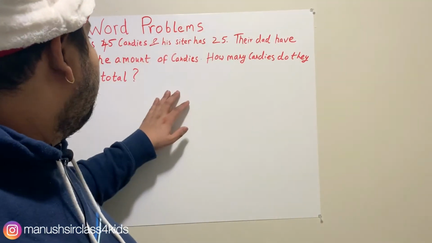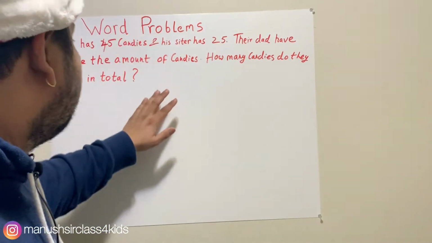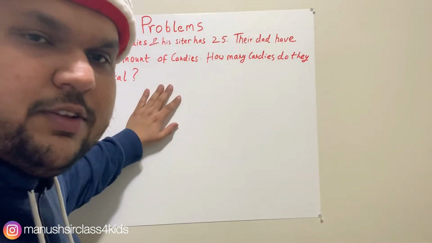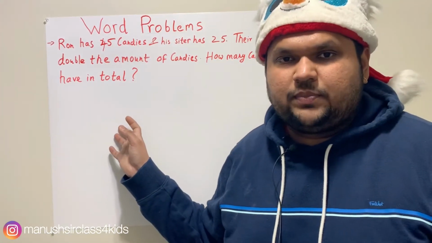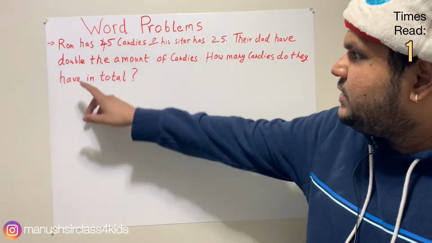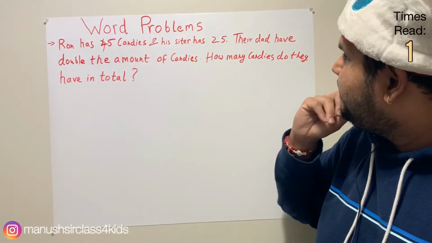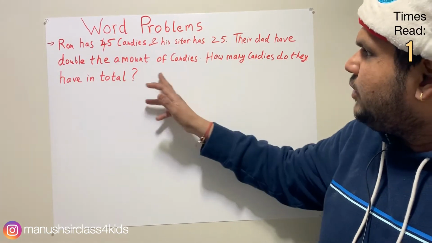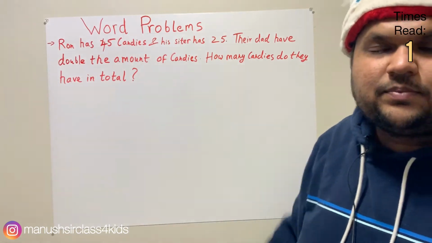So today I have already written this question. This is a junior level word problem that we will solve together. The question is: Ron has 45 candies and his sister has 25. Their dad has double the amount of candies. How many candies do they have in total?